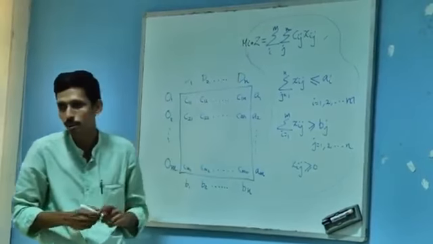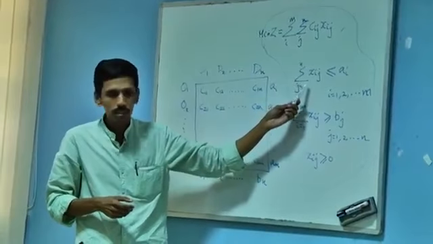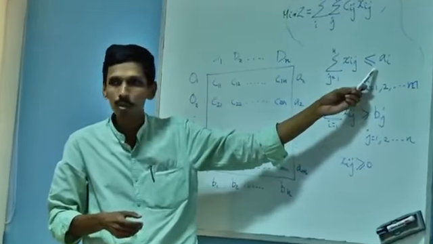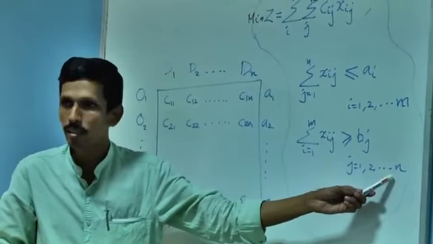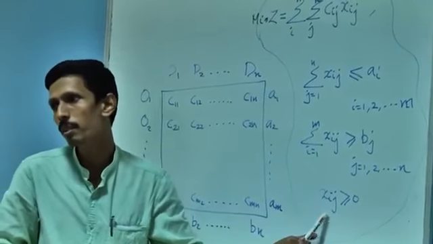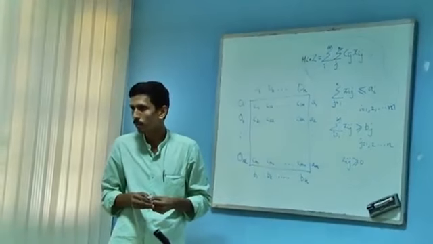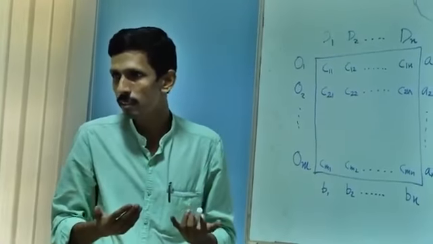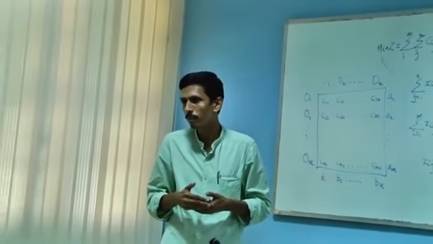Minimize Z is equal to this function, subject to the constraints summation over j equal to 1 to n xij less than or equal to ai. That is, here we have m constraints, here we have n constraints. Altogether we have m plus n constraints as well as the non-negativity restriction. How does it look? This is just like the linear programming problem. Therefore, the transportation problem can be considered as a particular form of linear programming problem. Isn't it?